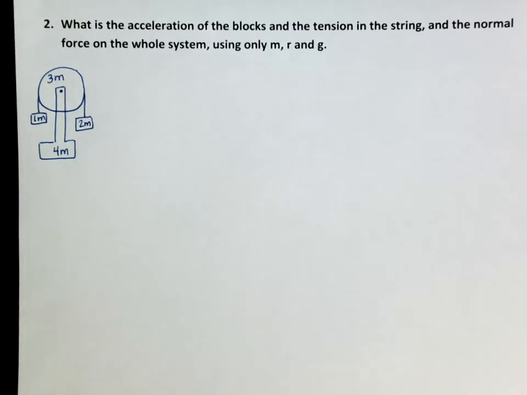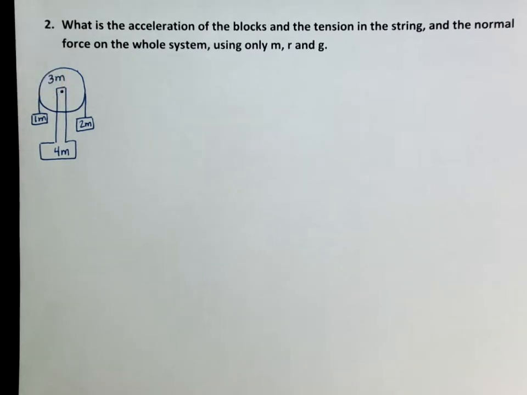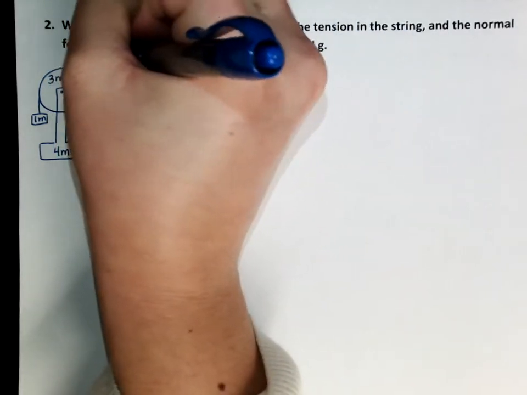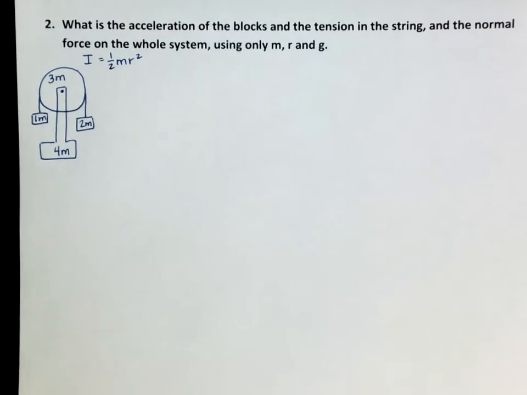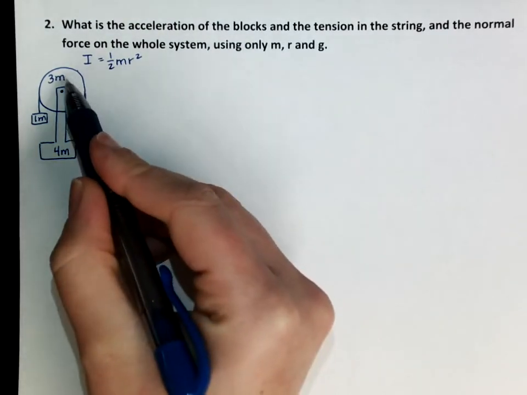Okay, we are going to find the acceleration of the blocks and the tension in the string and the normal force on the whole system using only M, R, and G. So this is our system. We have a pulley right here, which is a solid disc. So it has a moment of inertia of 1/2 mr squared. And in this case, the mass of the actual disc is 3m.